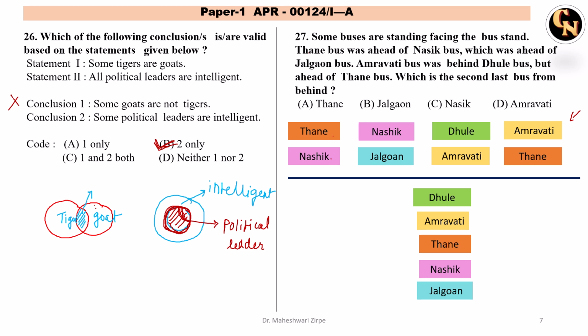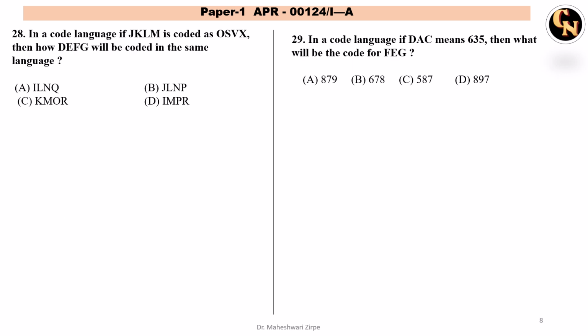Now what have they asked us? Which is the second last bus from behind? We arranged all the buses at the bus stand. If this is the bus stand, and they are facing the bus stand, they are saying the second last is this Nasik. Nasik is the second last bus. So Option C is the correct option. Okay, let us go to the next one.